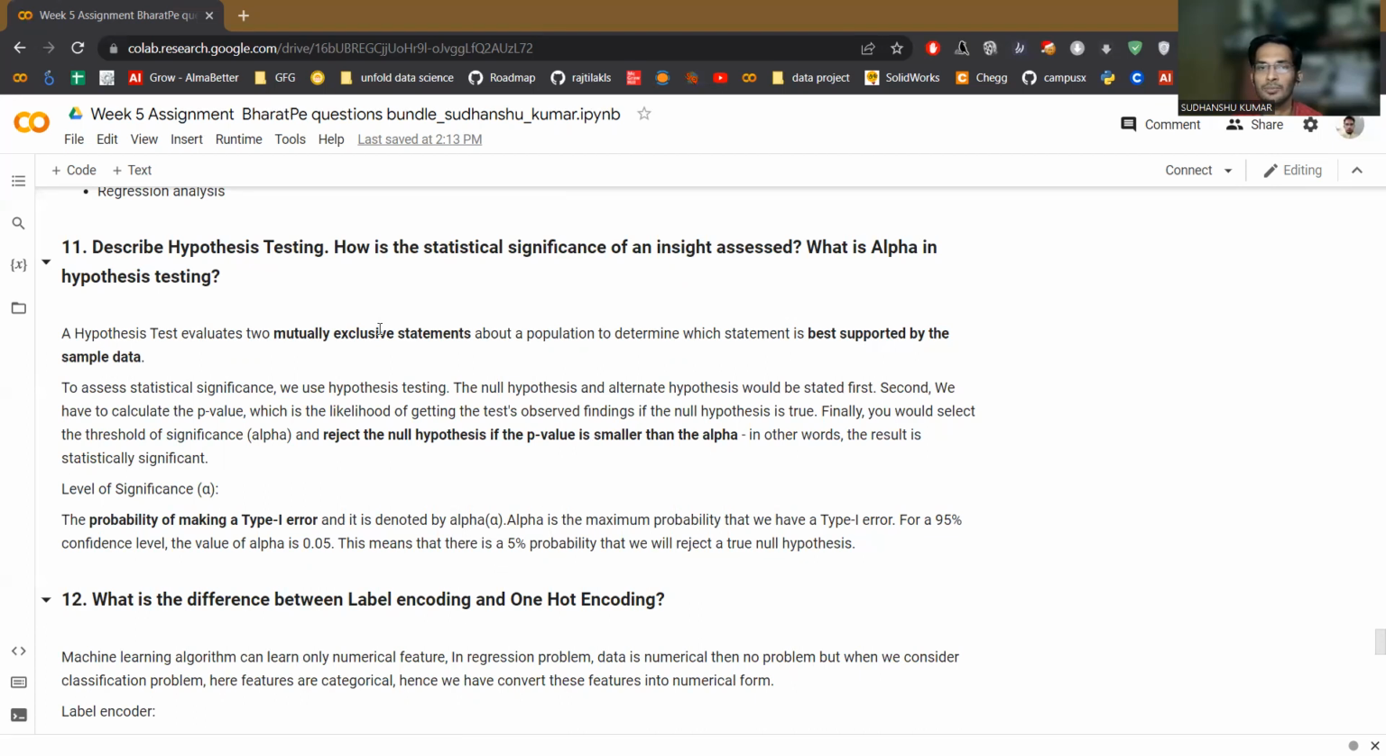What is alpha in hypothesis testing? Alpha basically means the probability of making a type 1 error. It is denoted by alpha. If we consider a confidence level of 95%, then it means that there is a 5% probability that we will reject the null hypothesis.